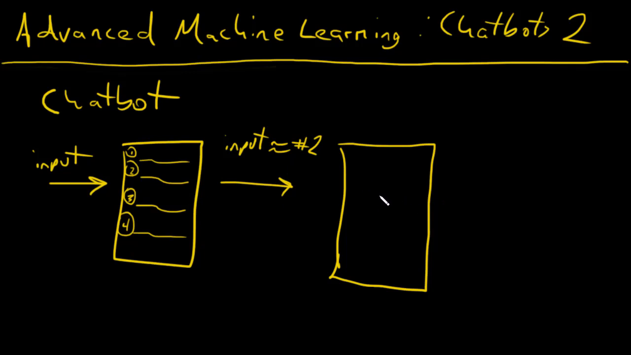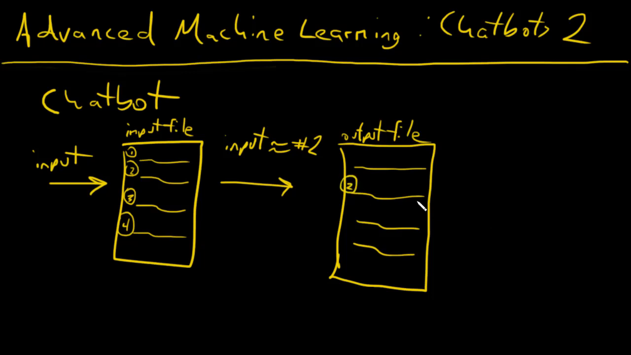Okay, so then it goes to, this is my input list or input file, and this is the output file. So then it comes to your output file and finds number 2 and then outputs that. So it takes the input, tries to match it with the input file. Then it takes whatever that number is, and outputs that item from the output file.